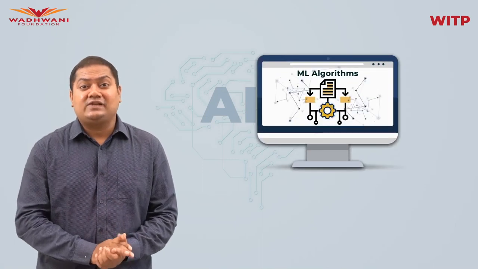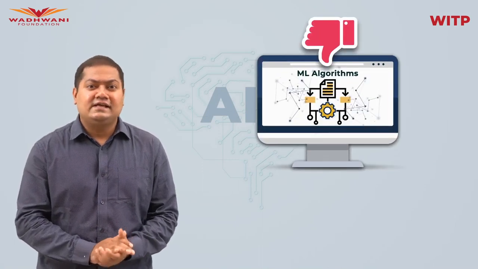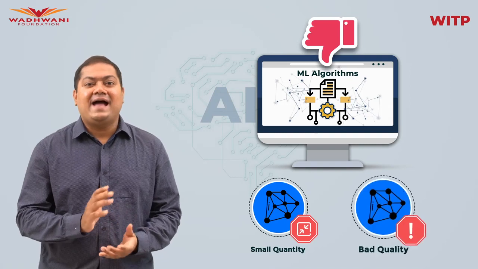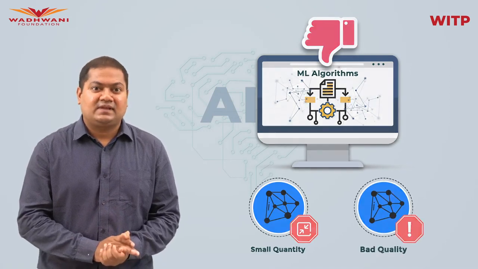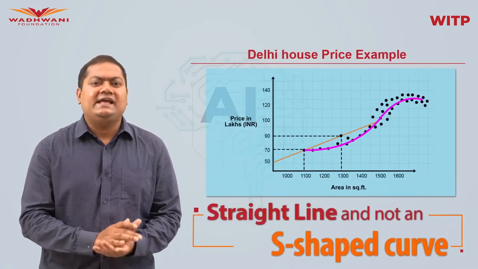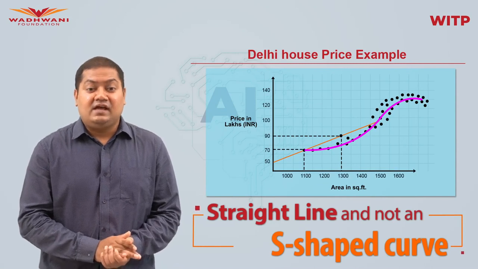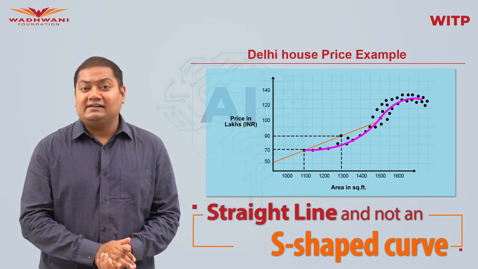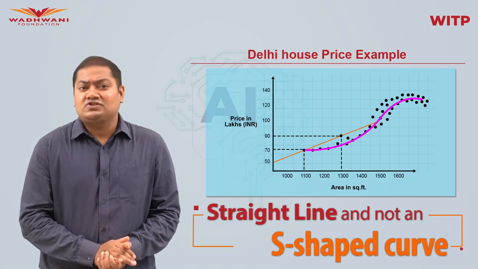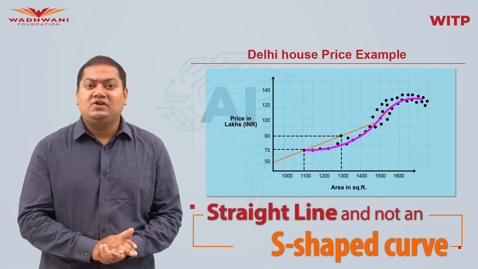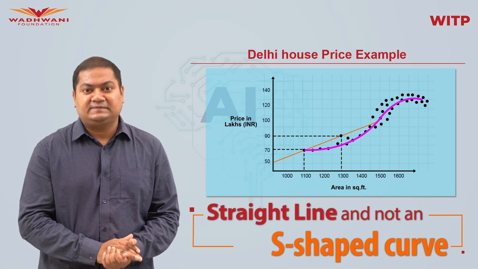Machine learning algorithms can also not give us good results with small quantity or bad quality of data. And we also saw this in the Delhi house price example, where with just 2 houses, our ML algorithm was saying that the relationship is a straight line and not an S-shaped curve.